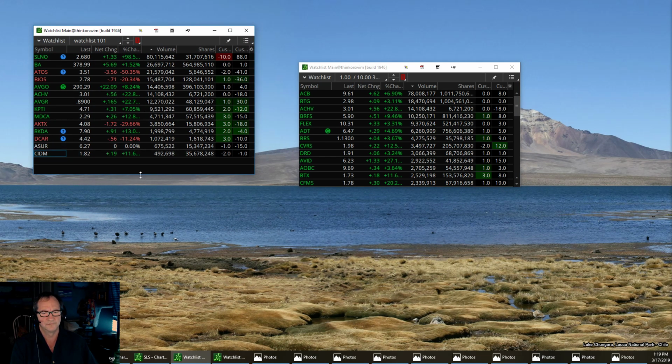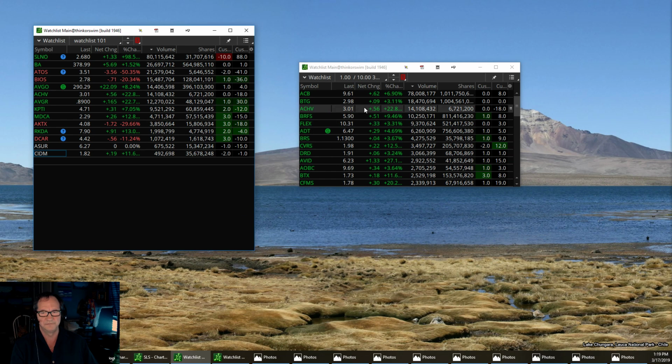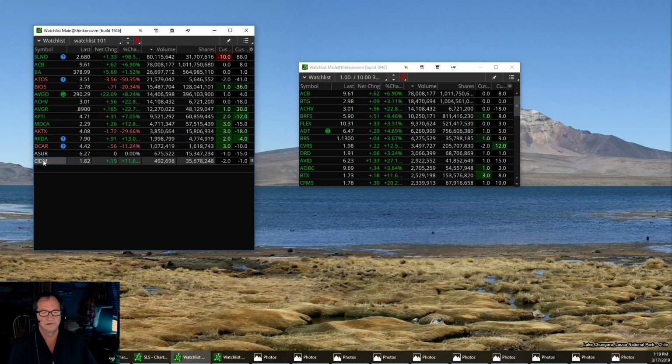And I remember, and people know, that I've had ACB on my watch list for a while now, and we were very bullish on that stock last week. We alerted at the beginning of the week when Nelson Peltz came out as a hedge fund manager, and that was big news for this stock. And let's see what else is on here.